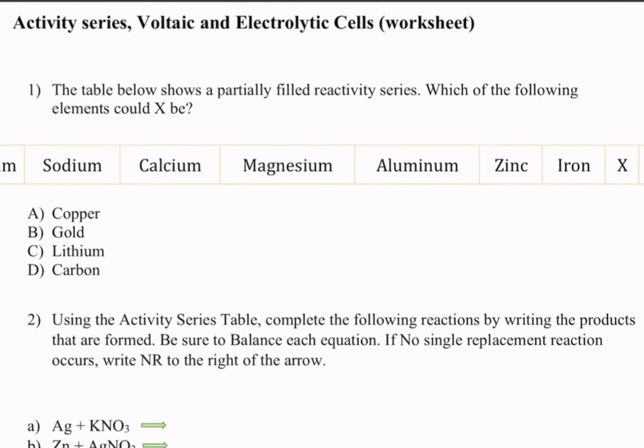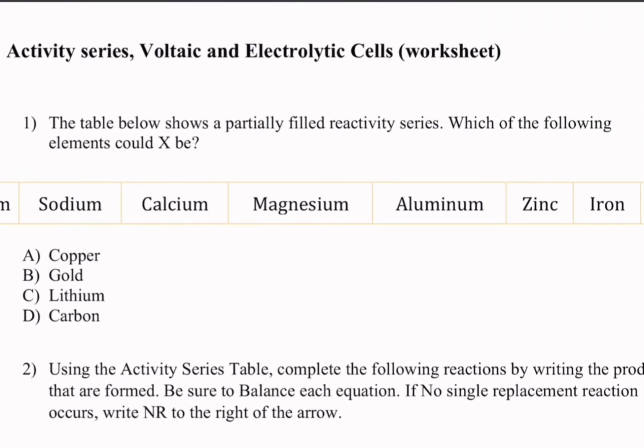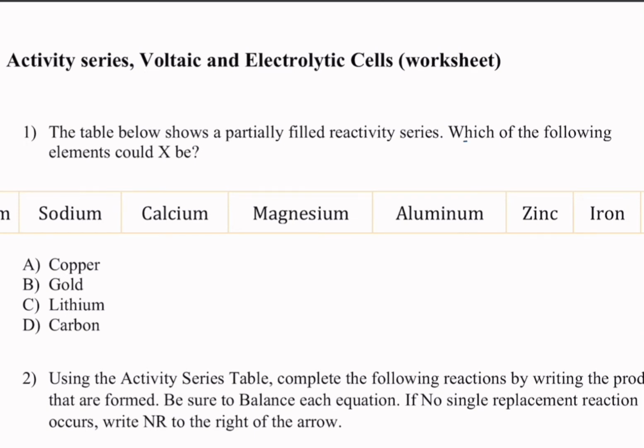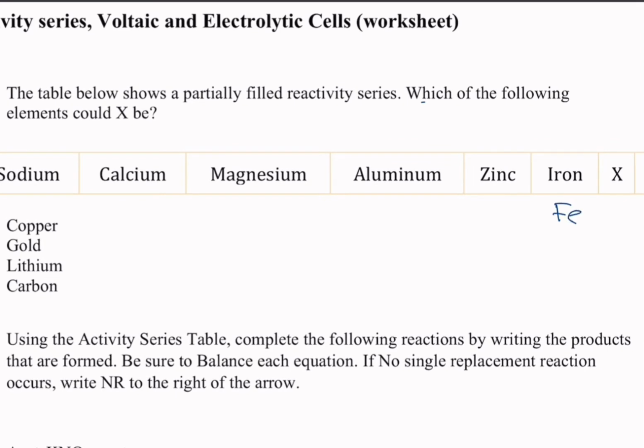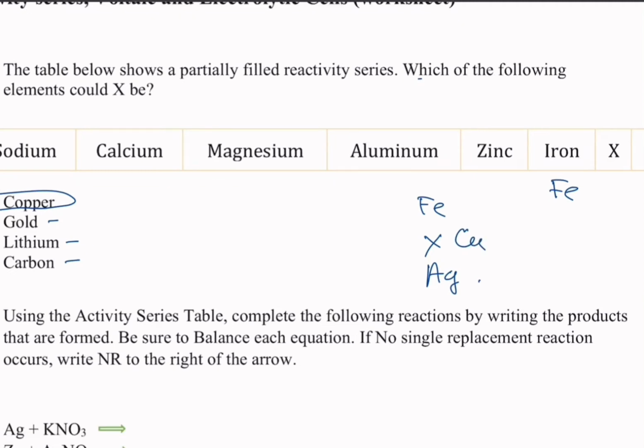Now I'm going to move on to a couple of exercises about this. For example, over here it's asking: the table below shows a partial reactivity series. Which of the following elements could be X? So we look at this, we see that iron is here and silver is here. So this element needs to be below iron and above silver. If you look at the table, you will see that lithium is up high, gold is below silver, carbon is not there even, and copper is the metal that just sits right here. That's the answer A.